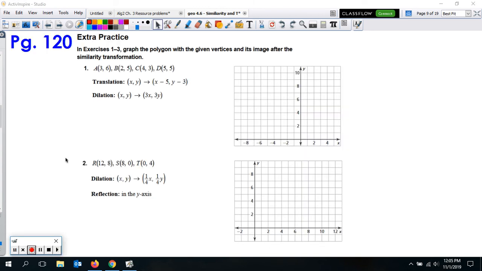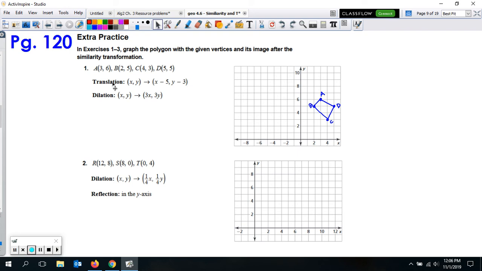All right, so here on page 120, we're looking at how to graph the polygon with the given vertices and its image after the similarity transformation. So we're going to first plot these points, the original figure. It's got 4 points, so it's going to be a quadrilateral. And so let's go ahead and plot those. You can go ahead and pause the video and just plot those pretty quickly and then play it. So if you do that right now, what you should see now is 3, 6, 2, 5, 4, 3, 5, 5 becomes over here. So here's our original.